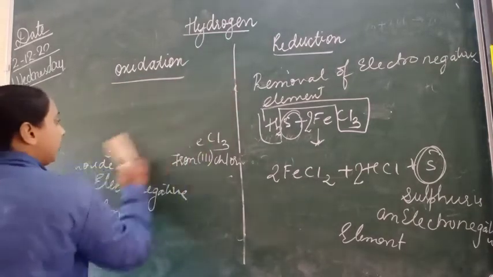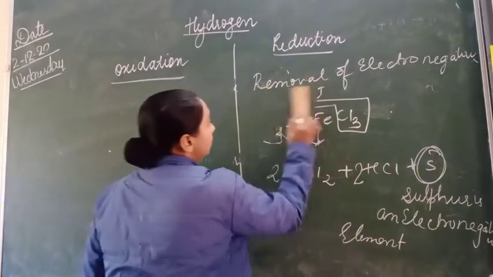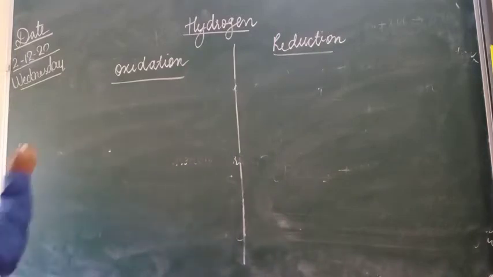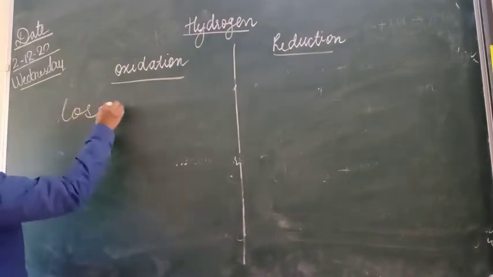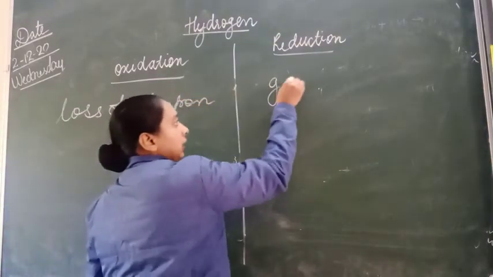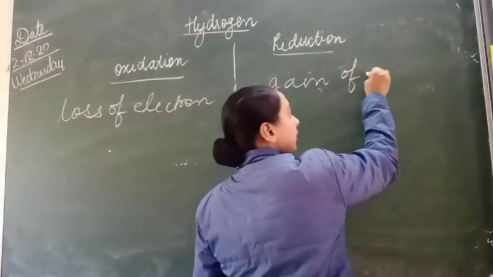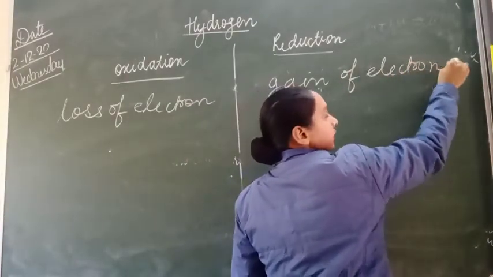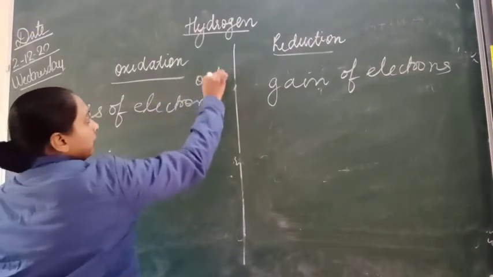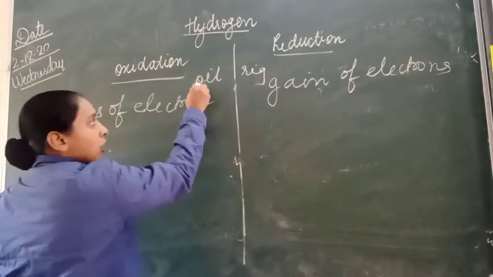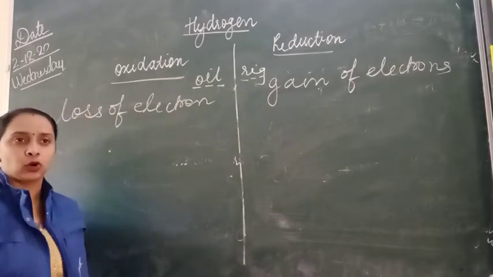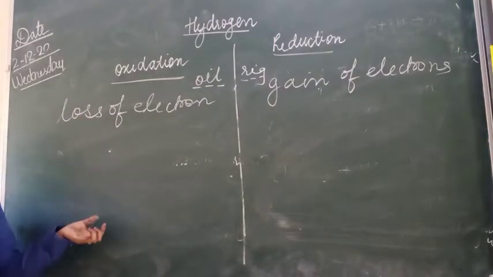Then the next point is decrease in oxidation number, this I will tell you now. See, this one is very interesting. Now we have another example: loss of electron means oxidation, and gain of electrons means reduction. So how will you remember this? In short form you have to remember OIL RIG. Oxidation is loss of electron and reduction is gain of electrons.